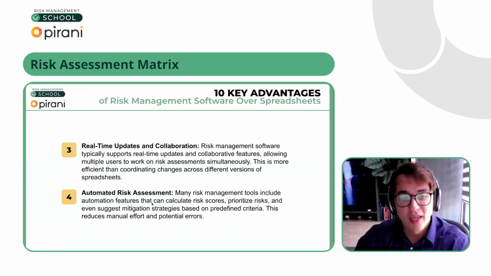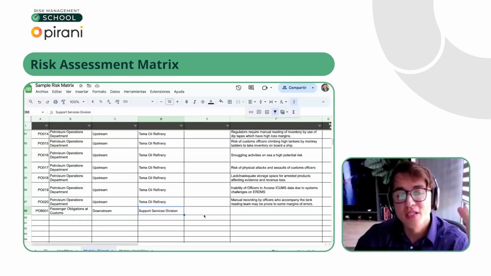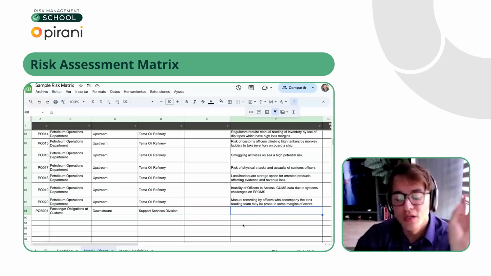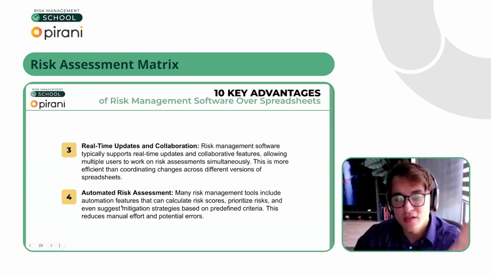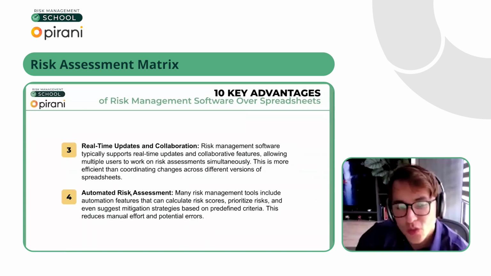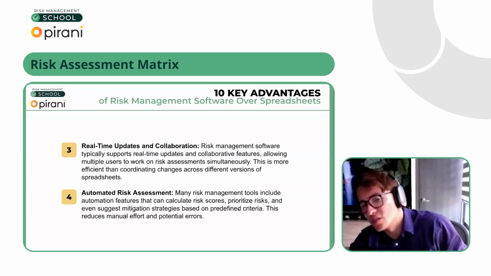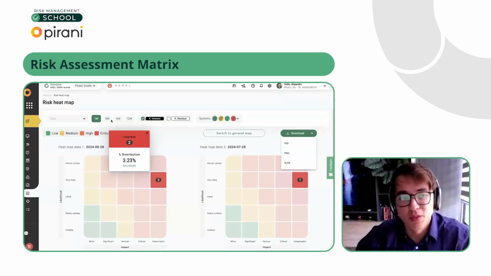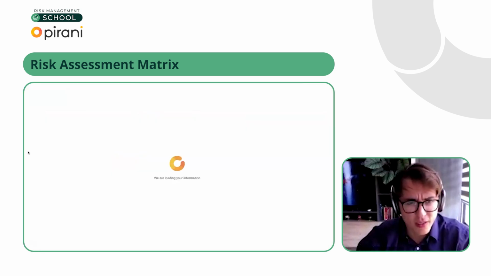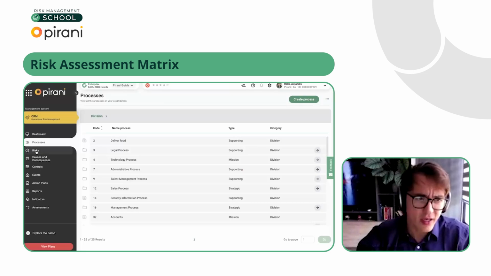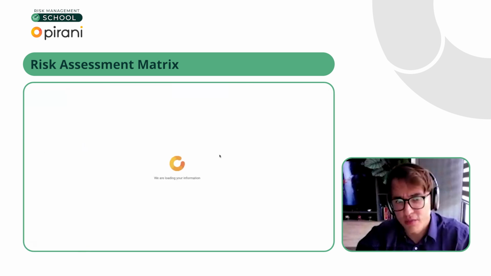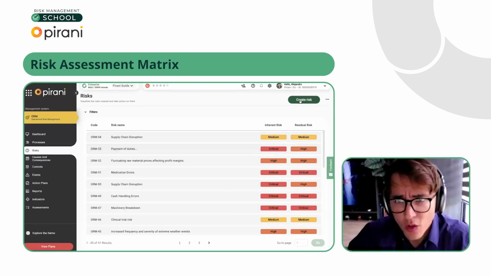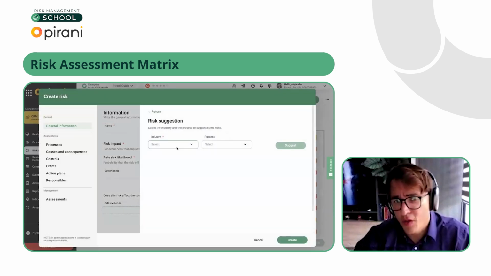Automated risk assessment, again, in the risk matrix, is manual. You put a specific input or information in a cell. Everything is that way. So a software has many risk management tools, including automation features to calculate risk scores, prioritize risk, even suggest mitigation strategies. So for example, in Pirani, when you are identifying risks, we have an AI integration that suggests risks based on your industry or the process that you want to follow.